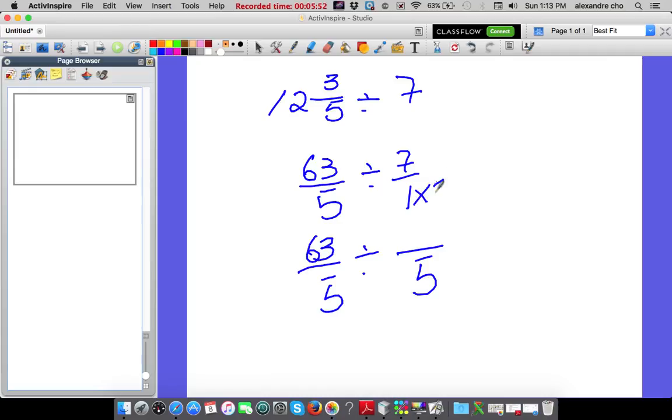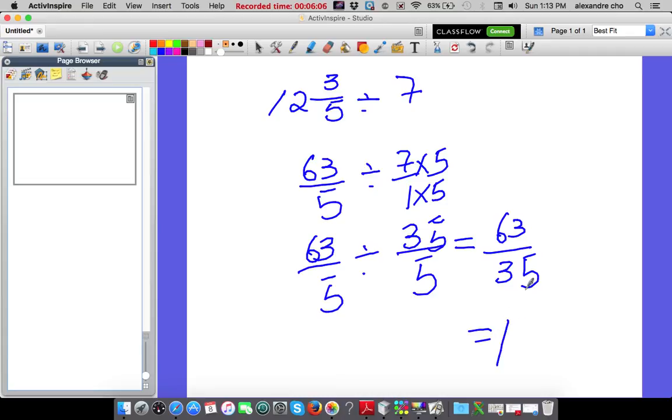This would be times 5. So on top is times 5, which gives us 35. Write that as a fraction. 63 over 35. Much easier for you to see now. Change that to a mixed number. 35 going into 63 definitely one time, and then you have 28 left over.